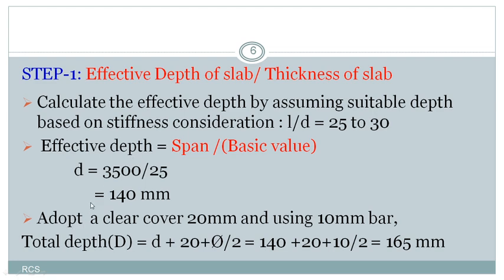Next, I have to adopt a clear cover of 20 mm, bottom clear cover of 20 mm, and I am using a 10 mm bar. This bar should not be chosen blindly. You know the criterion that the maximum diameter of bar that can be provided in the slab is 1/8 of the thickness of the slab.